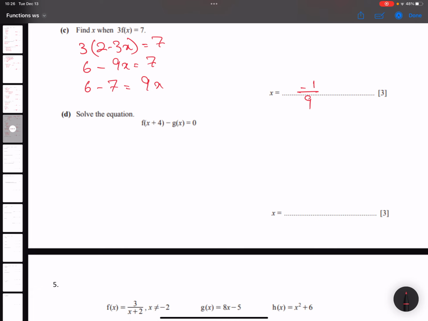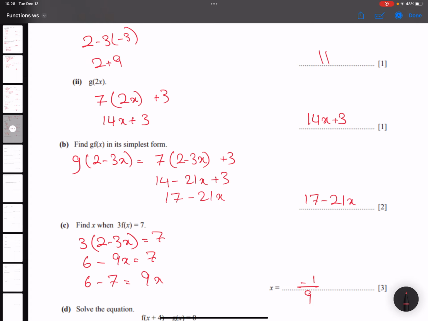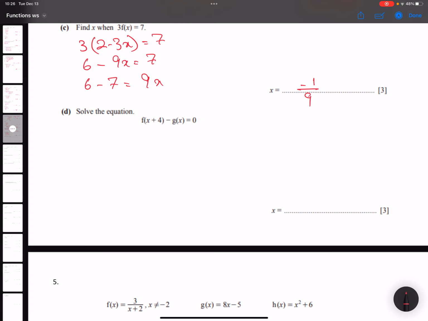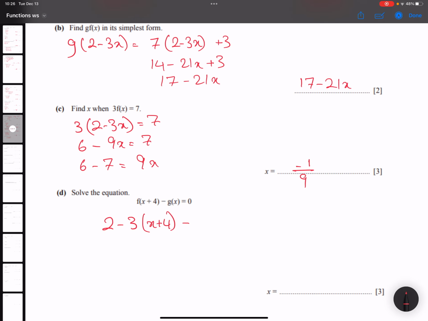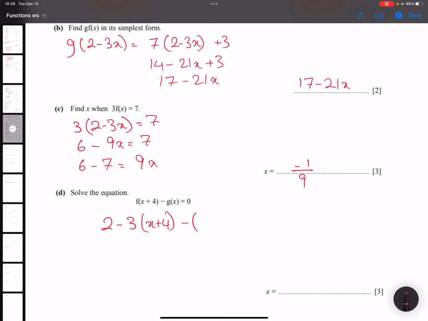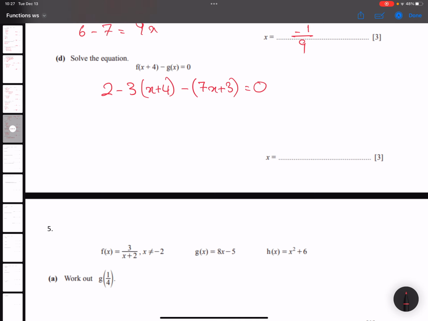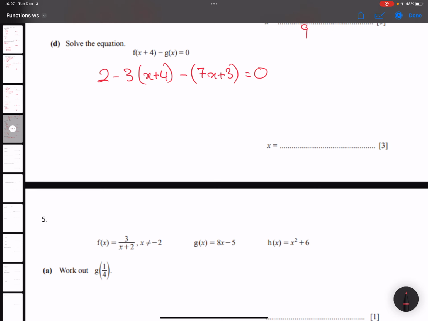Solve f of x plus 4 minus g of x equals 0. So again, f of x is 2 minus 3x. So it's going to be 2 minus 3, and instead of the x, you're going to write x plus 4. Minus g of x, which is 7x plus 3. Remember, add the bracket because the minus affects it. Let me check again. Yes. So then 2 minus 3x minus, and my minus times plus gives me minus 12. Minus 7x minus, and minus times plus gives me minus 3, equals 0.